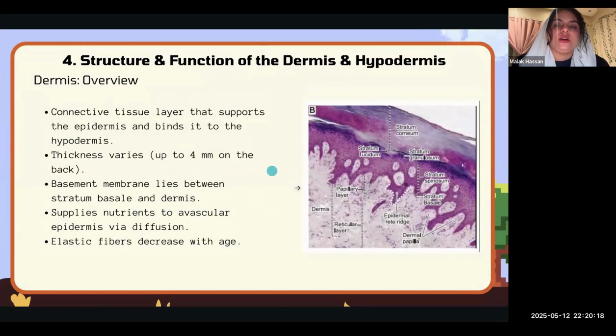Okay, now let's talk about the dermis. We said that it's the connective tissue layer that happens to be under the epidermis, and it has multiple thicknesses, and it's made up of two types. It's made up of the papillary and the reticular layer. It's vascular, so it supplies nutrients to the avascular epidermis, and the elastic fibers tend to decrease with age.